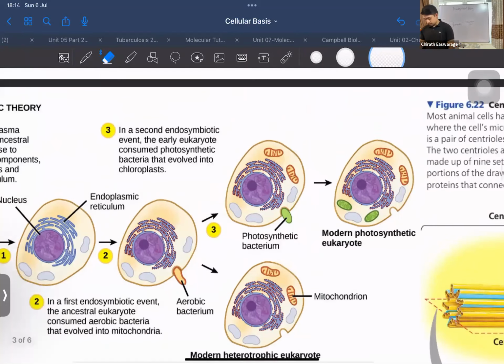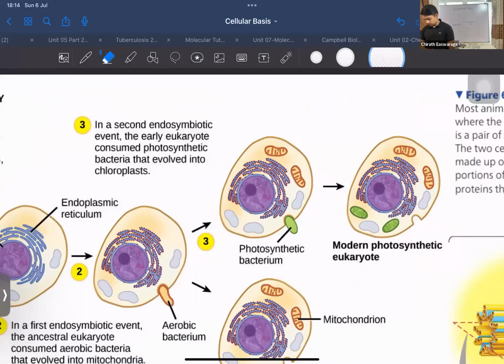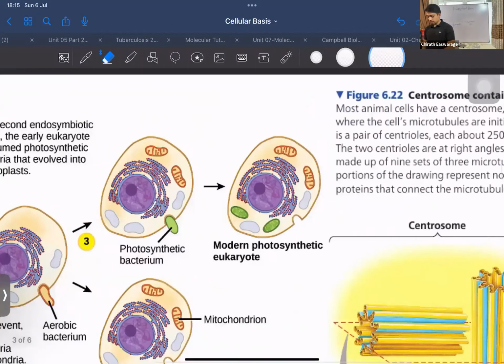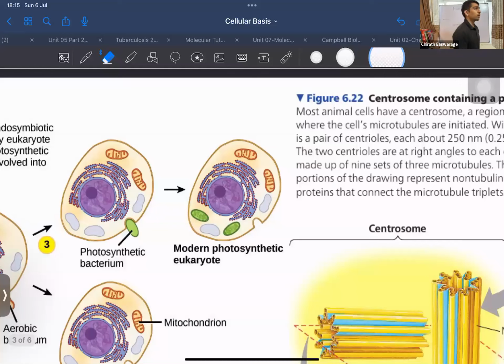Then in a second event, this eukaryote consumed a photosynthetic bacteria as well, right? Because this eukaryote is a big cell, it can engulf this. So it engulfed a photosynthetic bacteria as well. So that photosynthetic bacteria became what? With time, it became what? Any guesses? With time, it became what? Yes. Come on.